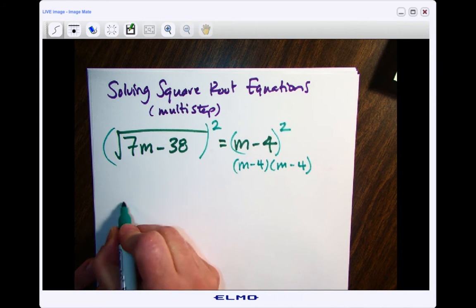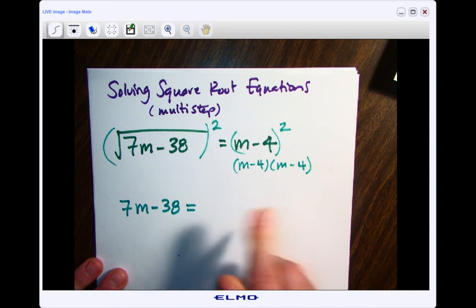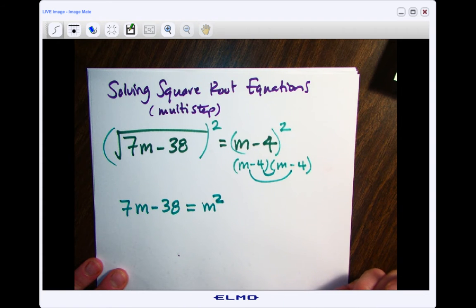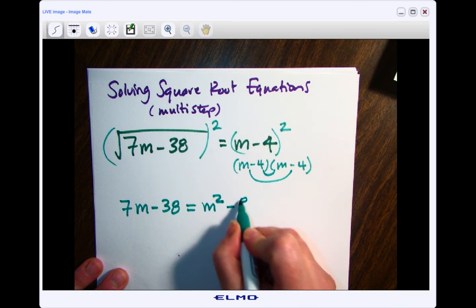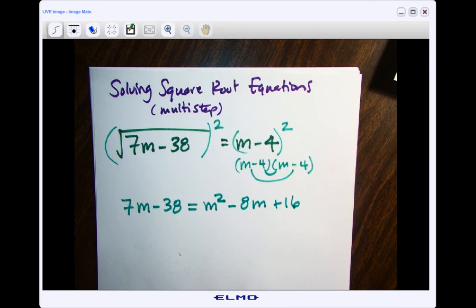So over here, this side is easy because it's just a radical. But over here, we're going to get m squared. When I multiply these two middle terms with what I call my smiles, I call those the smiles, I get 8m, and then I get a positive 16 for the last term.